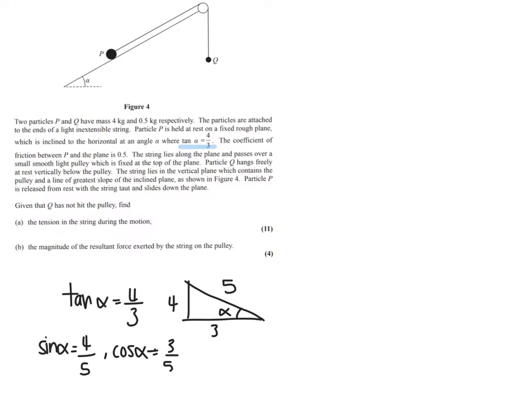Also from the question, we know that mu is 0.4, it's the coefficient of friction, and so we can write down that friction is mu R, or 0.5 R, and we'll have to find a value for R at some point.